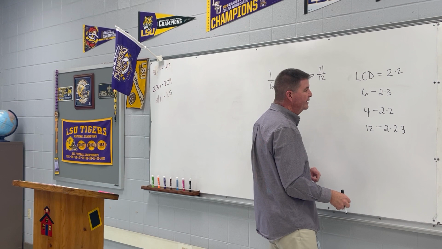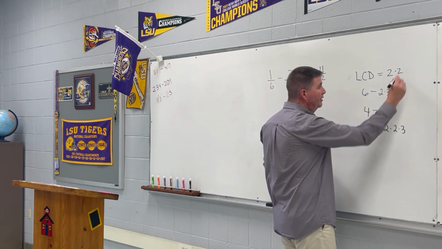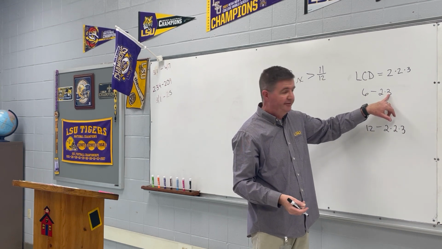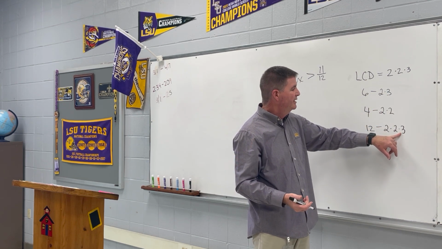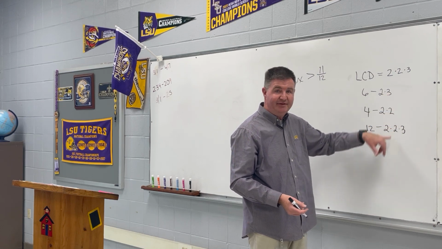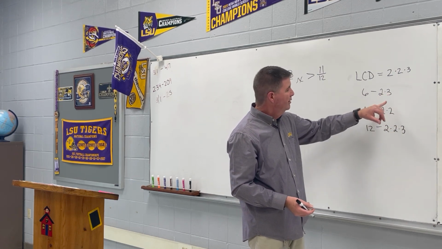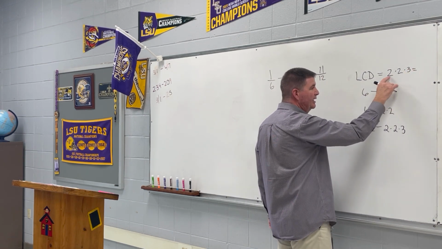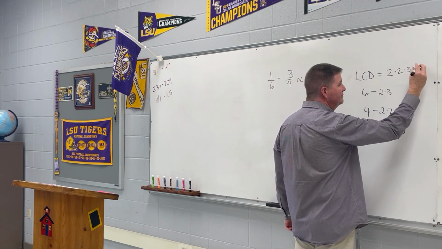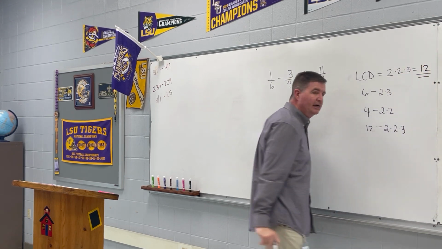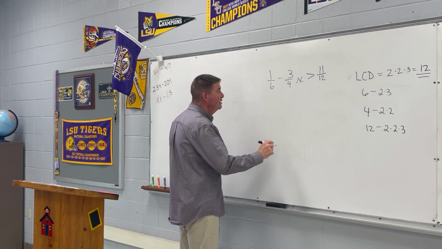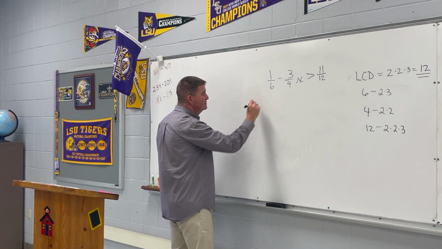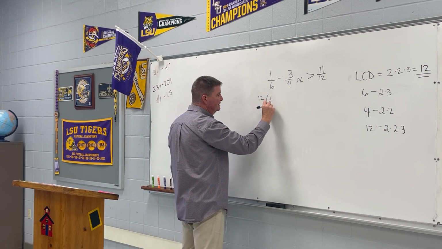My next number is a 3. Here I have 1 of them, so I know I can take at least 1. Here I have none of them, so I'm going to take 1 if I have a choice. And here I have 1, so okay, I'll take 1. The most 3's that I have in any of these is 1, so I'm going to take that. This multiplied together is our least common denominator. 2 times 2 is 4, times 3 is 12. So 12 is our least common denominator. That means that's the number we're going to multiply each one of the terms by in order to get rid of the fraction. So I'm going to multiply 12 by 1/6.